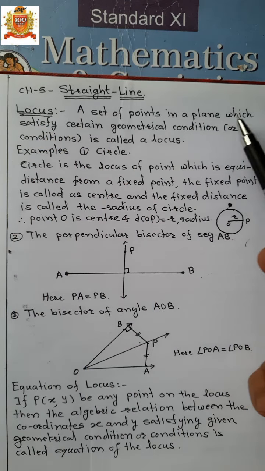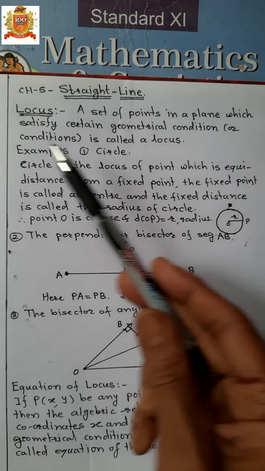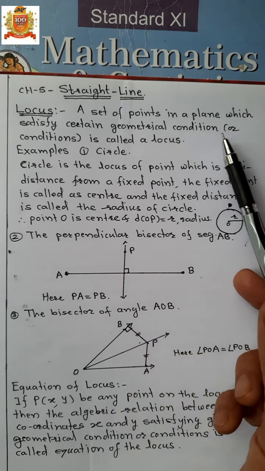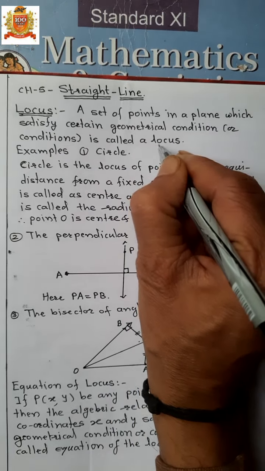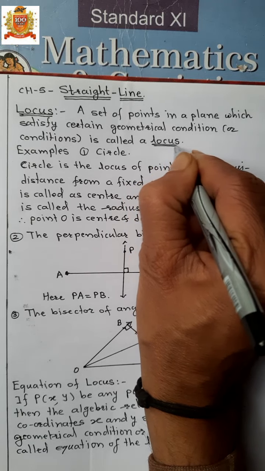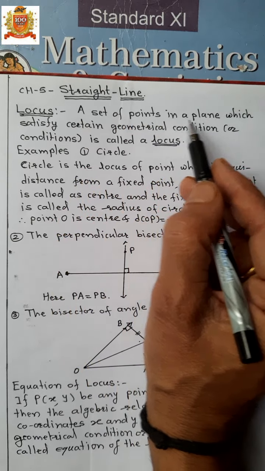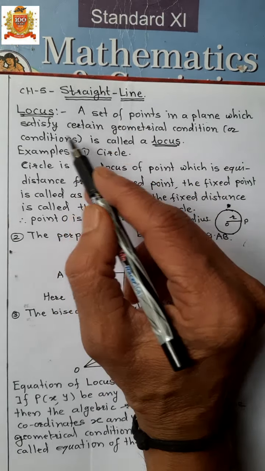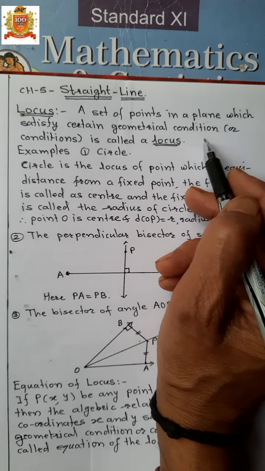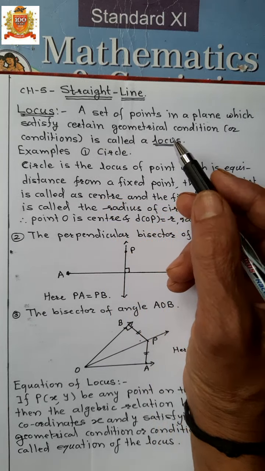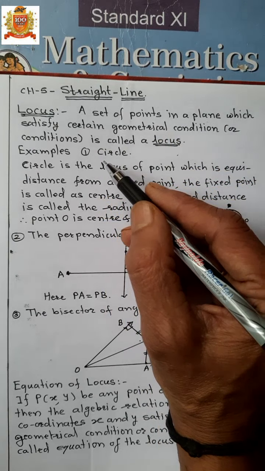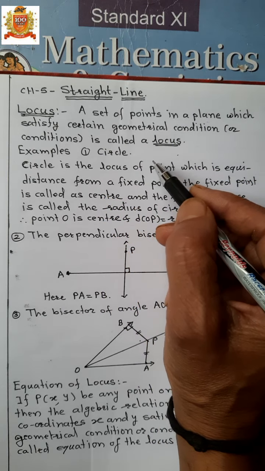A set of points in a plane which satisfy certain geometrical condition or conditions is called a locus. The definition of locus is a set of points in a plane which satisfy certain geometrical conditions is called a locus. Example 1: a circle is a locus of a point.